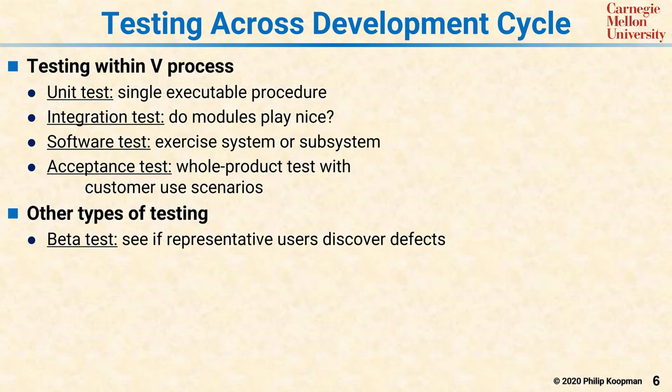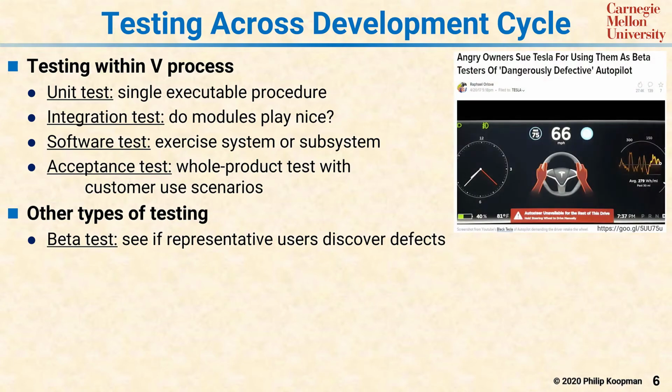There are other places where testing shows up, and they have their own uses. Beta test, for example, is supposed to see if representative users discover defects. Now, this test gets abused. A lot of times people take software which might not be fully baked, and they sell it to people and say, well, we'll just call it beta, and that way people know it's not 100%, and then they send it to the public. And that can lead to problems with your public perception of your company.